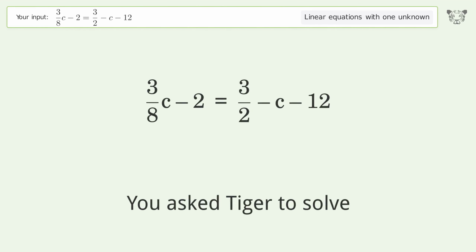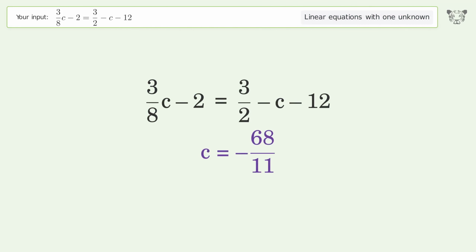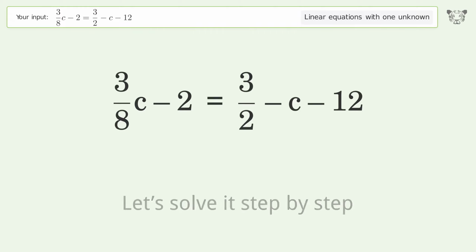You ask Tiger to solve. This deals with linear equations with one unknown. The final result is c equals -68/11. Let's solve it step by step.